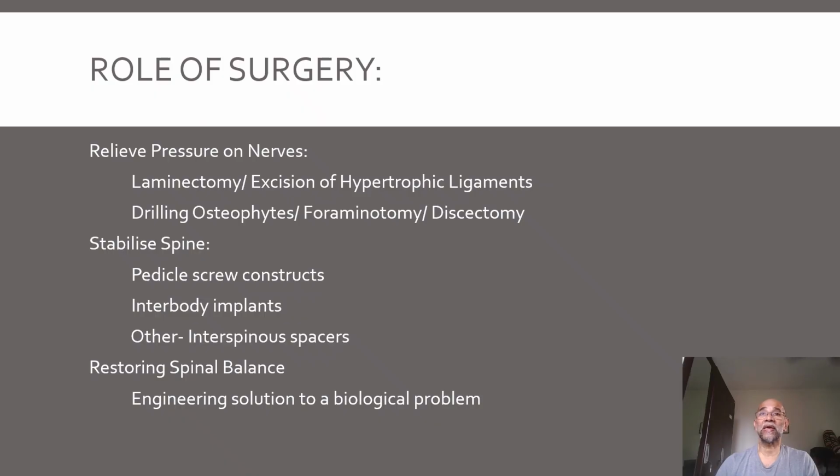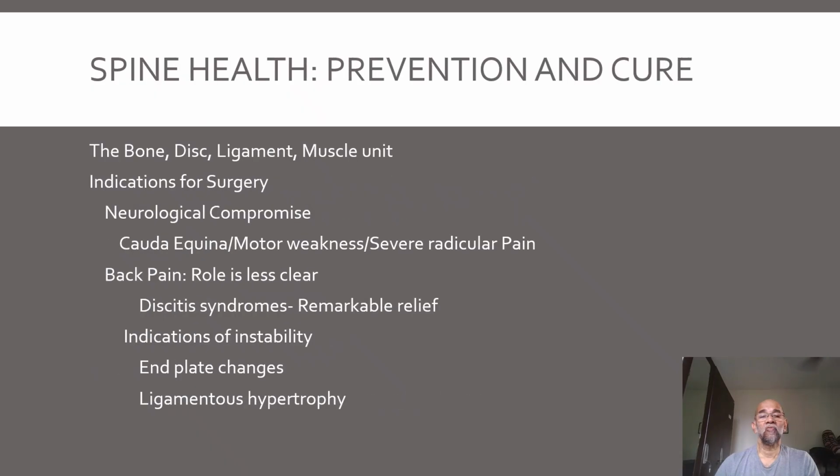Interbody implants can provide additional stability associated with a slight risk of posterior displacement and neurogenic compromise. Other things like interspinous spacers have not stood the test of time. Restoring spinal balance is an engineering solution to a biological problem. In excellent hands, it might provide good results. When we look at a patient with lumbago or lumbago sciatica, we have to consider the bone, disc, ligament, muscle unit.